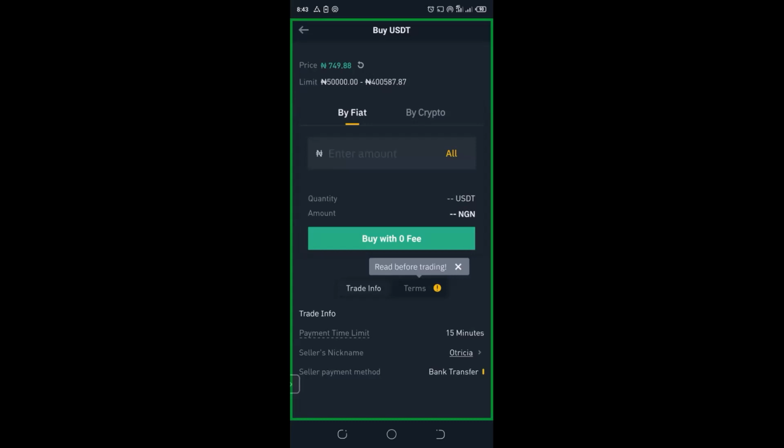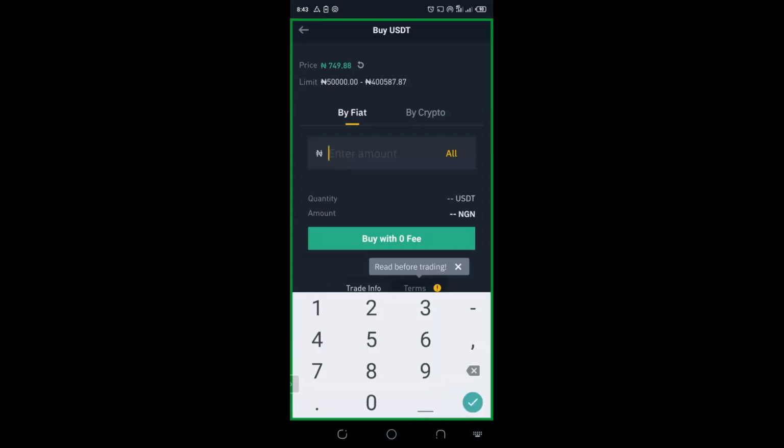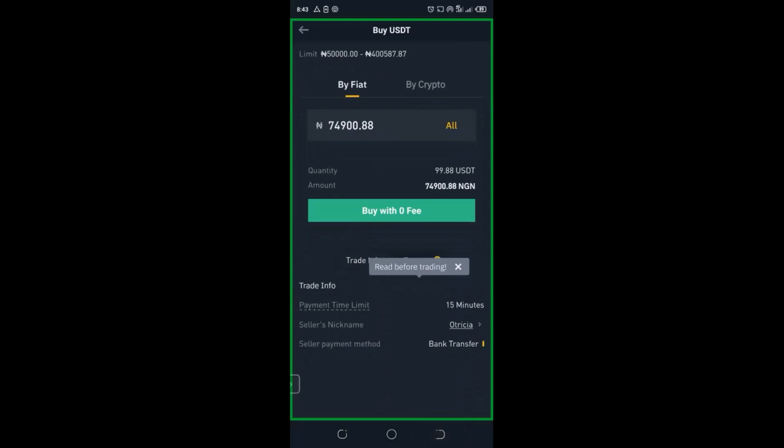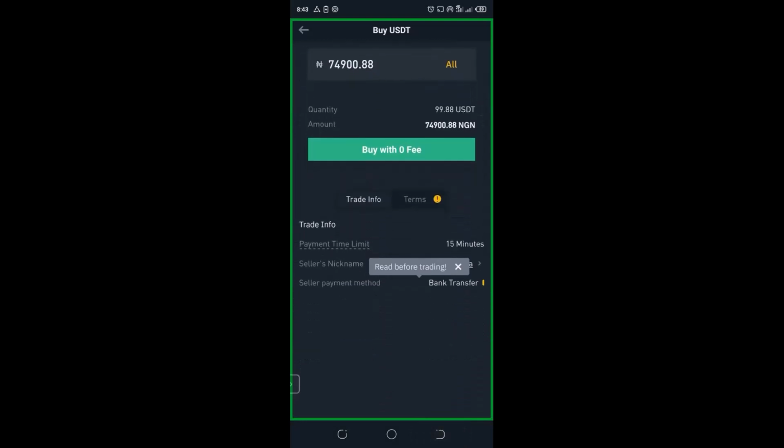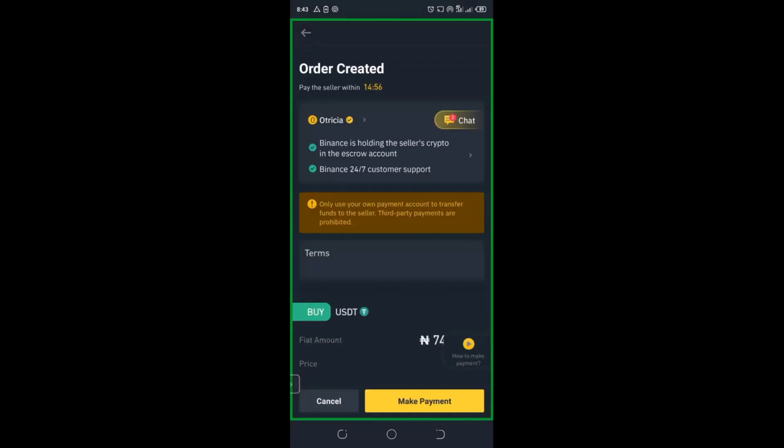Okay. Now, the next thing you want to do is, since you already know how much you're inputting, you want to input 74,988. Sorry, 74,900.88. Okay, that's the amount. Okay, now the next thing you want to do is click on buy. Once you click on buy, it takes you to another page.